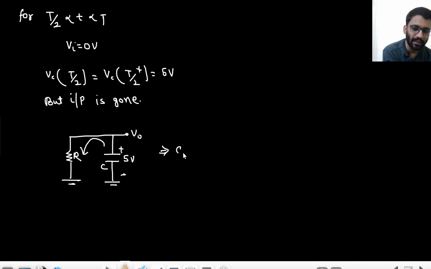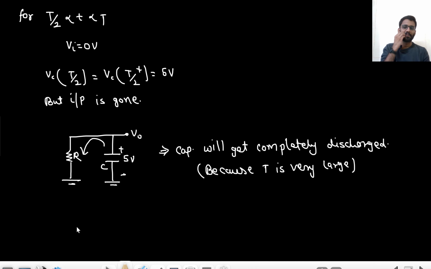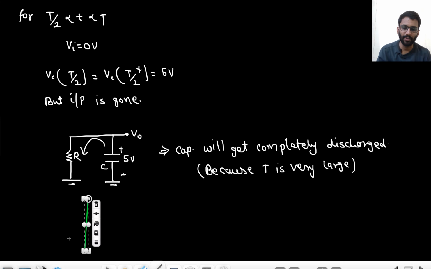So the capacitor will get completely discharged. Why completely? Completely discharged because T is very large. So it is already charged to 5 volt, then it will be discharged to 0. So from 5 to 0 it will go. Right? I hope you are able to understand the concept.